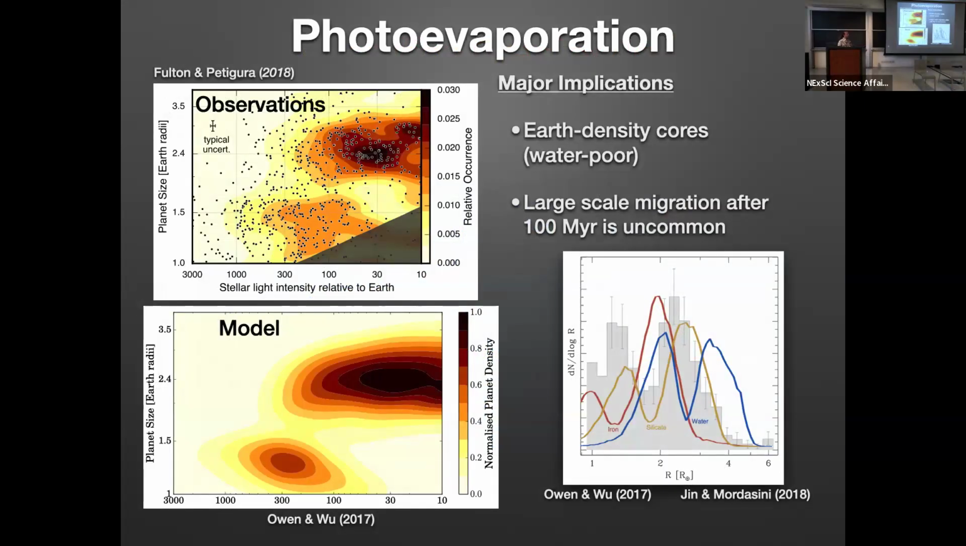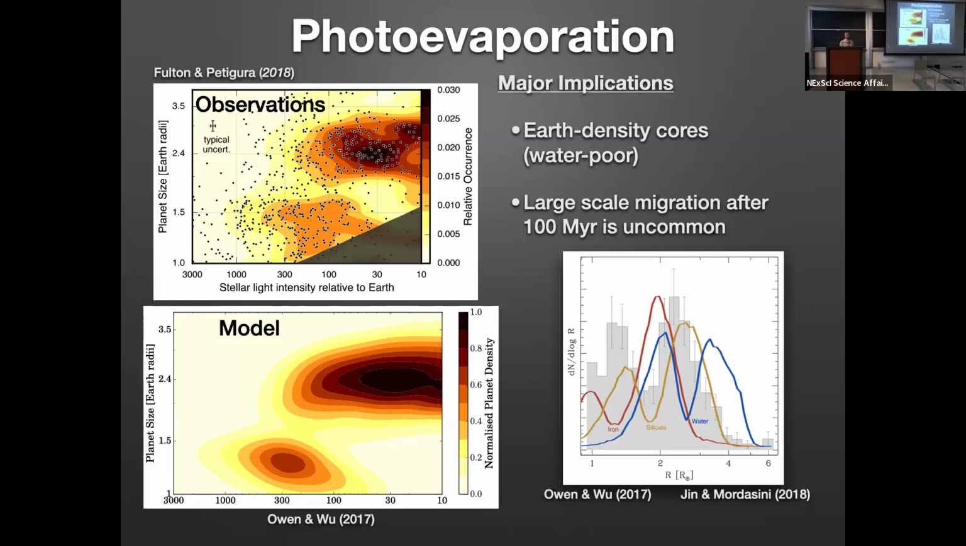I did mention that this is one of those ideas that was very well predicted by theory, and you can see here on the bottom is a plot of planet size on the y-axis versus insolation flux on the x-axis. On the bottom is the prediction from models of photo-evaporation being the dominant sort of driver of this population, and on the top was the observations that we saw from Kepler, which match very well.